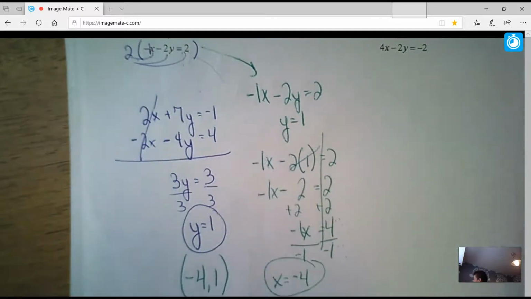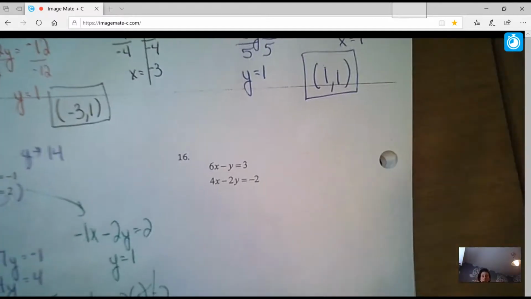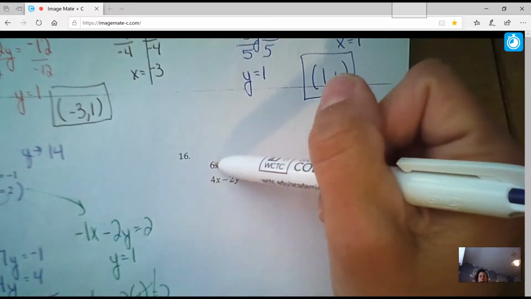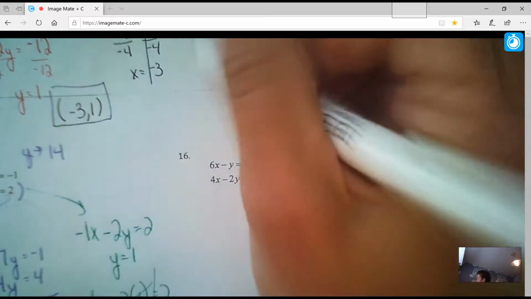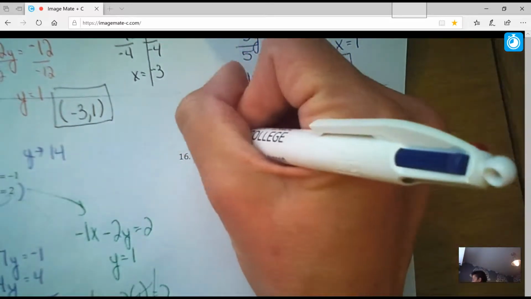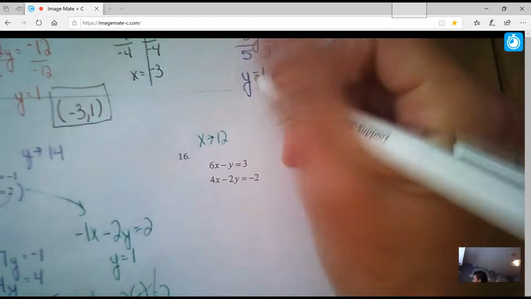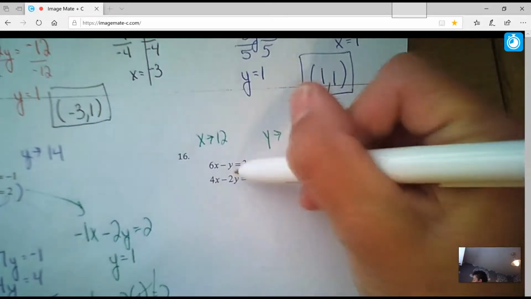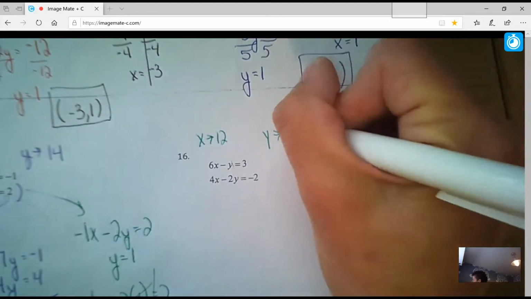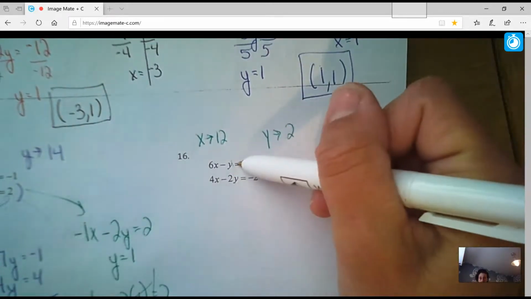All right, last problem. So again, what I like about 16 is that everything's lined up. So let's decide what we want to eliminate. So 6 and 4, I'd have to build both of those up. If I'm looking for the smallest number, I could turn both of those into a 12, but then I have to change both of them. Or when I look at the y's, I could turn both of those into 2, which would be less work. So that's what I'm going to do.